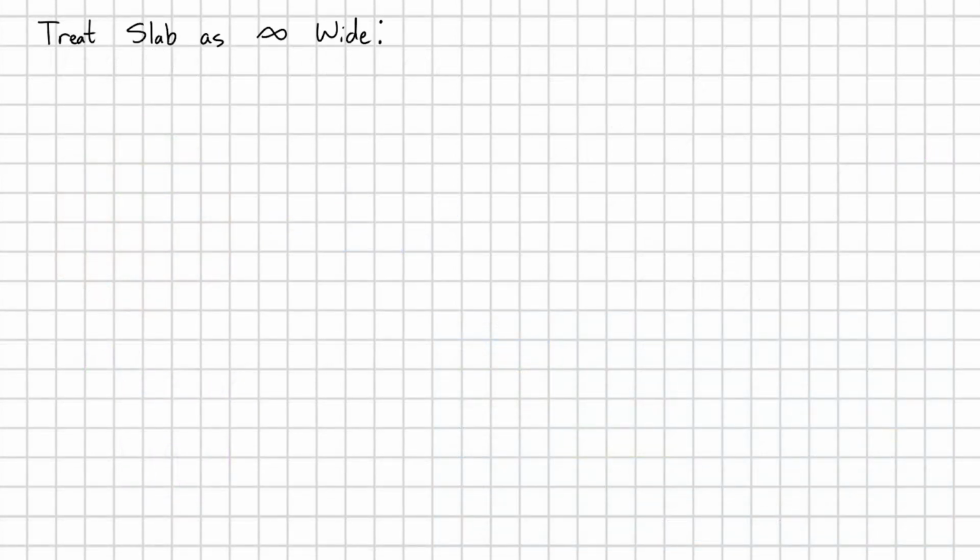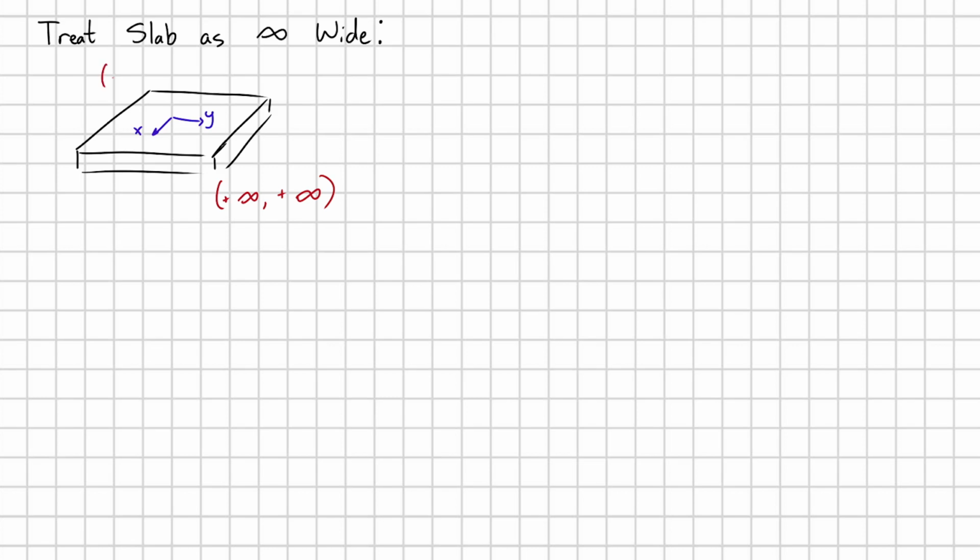Now, from our perspective as the player, this slab is so massive that we can treat it as infinitely wide. So if I put my XY plane on the surface of this slab, we can imagine the corners of the plane stretching from plus infinity to minus infinity. And what's really nice about making this approximation is it adds a bunch of symmetries to the problem.